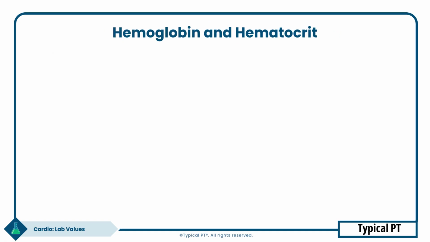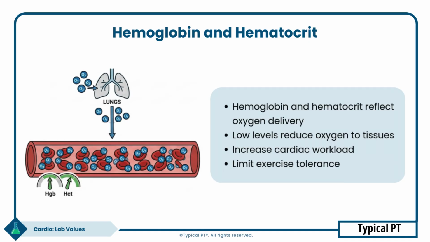Now that we have covered oxygen in the lungs, let's talk about how it gets carried in the blood. Hemoglobin and hematocrit tell you about oxygen delivery to the tissues. When these are low, less oxygen is reaching the muscles, which increases cardiac workload and limits exercise tolerance.